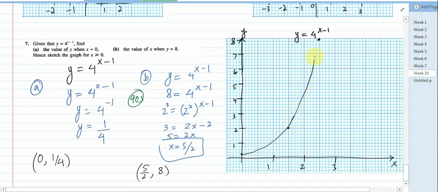And that is the rough sketch of the curve y is equal to 4 to the power x minus 1, right? So whenever we have a variable in the powers, that will be the same strategy as we plot the graph of an exponential function.